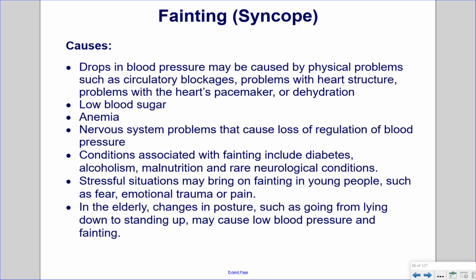Fainting. Syncope. Causes. Drops in blood pressure may be caused by physical problems such as circulatory blockages, problems with heart structure, problems with the heart's pacemaker, or dehydration, low blood sugar, anemia, nervous system problems that cause loss of regulation of blood pressure. Conditions associated with fainting include diabetes, alcoholism, malnutrition, and rare neurological conditions.